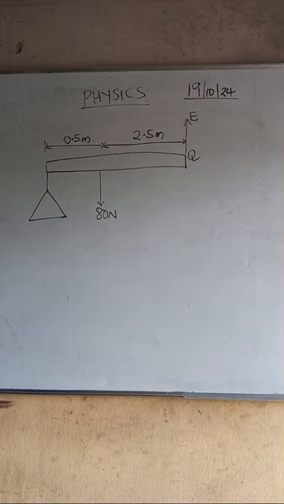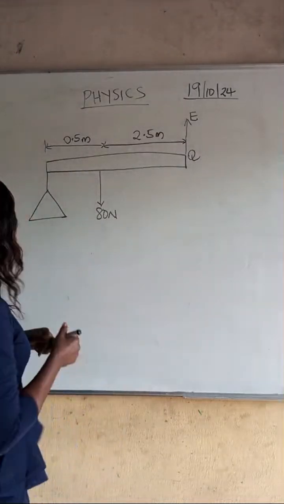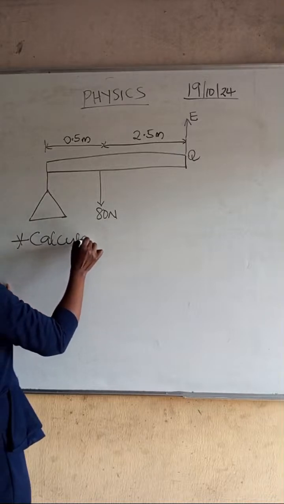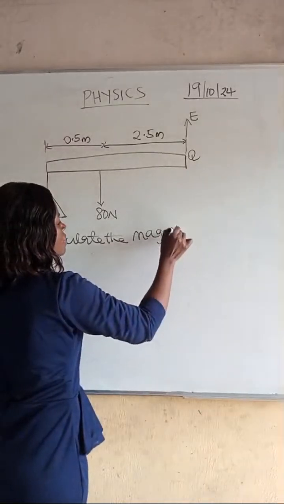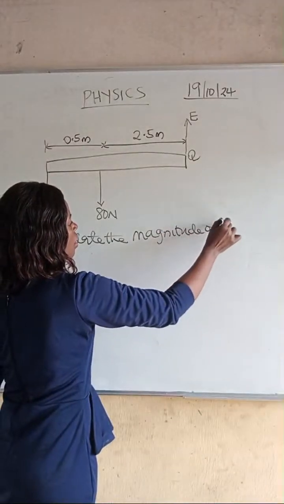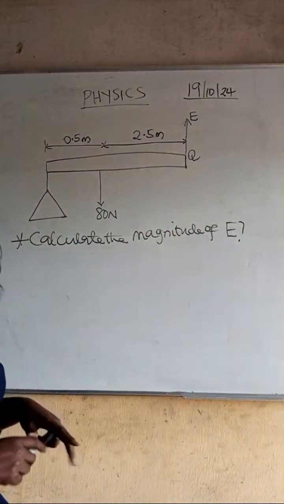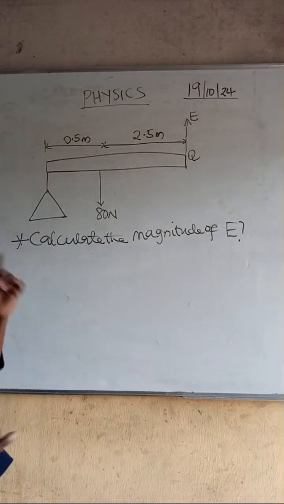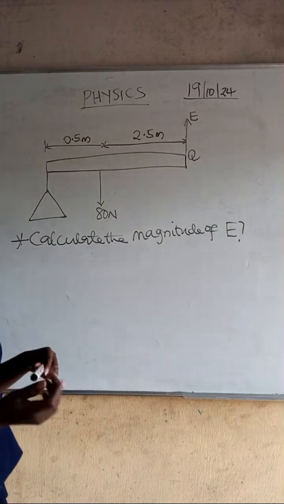All right. Now, look at this diagram. We are asked to calculate the magnitude of what? E. Now, let me just say, the question is, calculate the magnitude of E. E is a force. Now, how do we do that? Look at the question. Is this somehow advanced to what we just did before? But it's still the same thing.